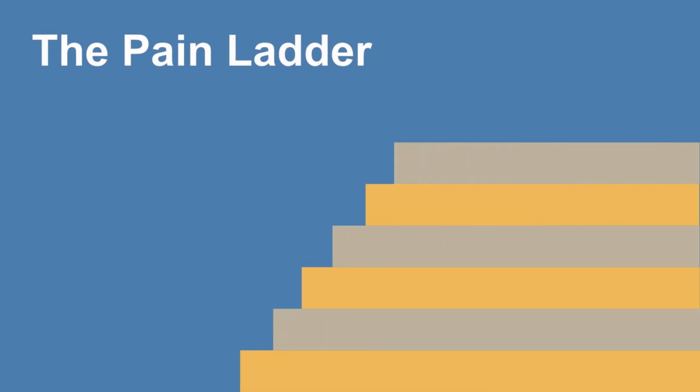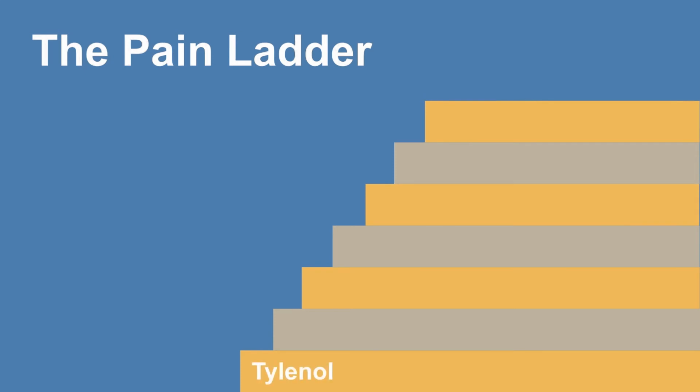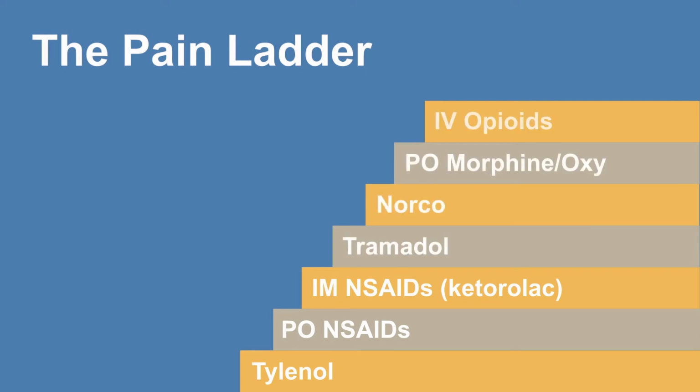The pain ladder, or pain staircase, is a stepwise diagram that simplifies the approach to pharmacologic nociceptive pain management. It visually displays that all patients should be started with Tylenol and NSAIDs before progressing to opioids. And it also provides a stepwise escalation within the opioid section.